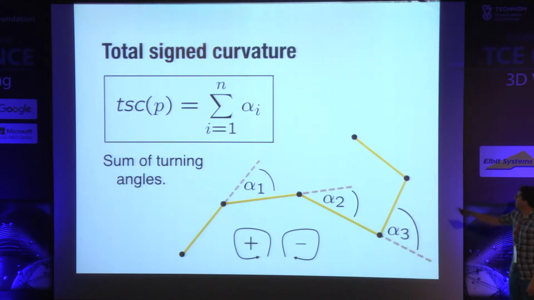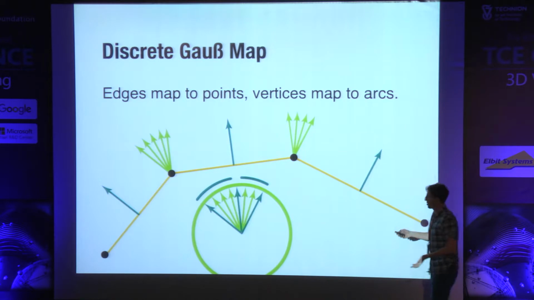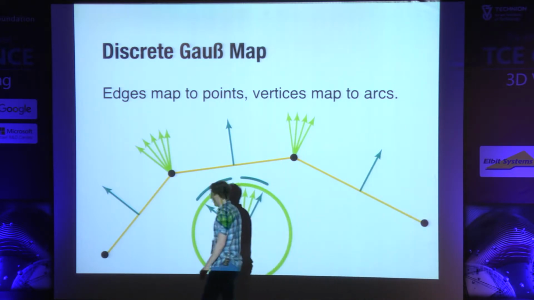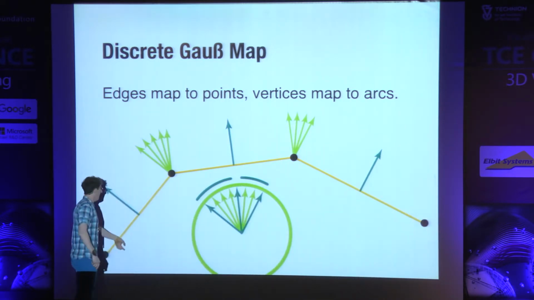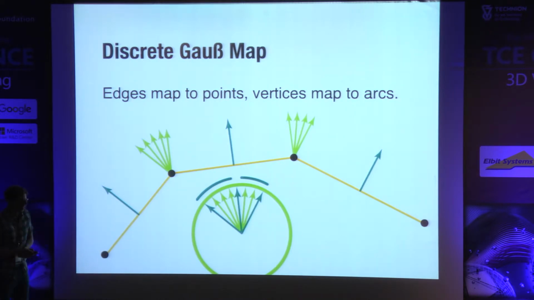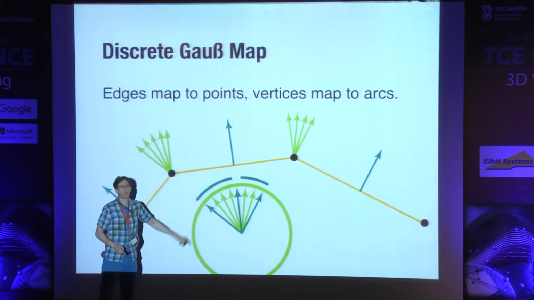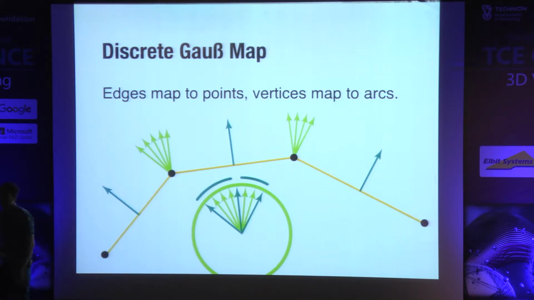And so we say that the total signed curvature of the curve is just the total of all these exterior angles, or all these turning angles, with a sign. What about the Gauss map? Well, we can take any edge. We have the normal vector for that edge. So that edge maps to a well-defined point on the unit circle corresponding to that normal vector.